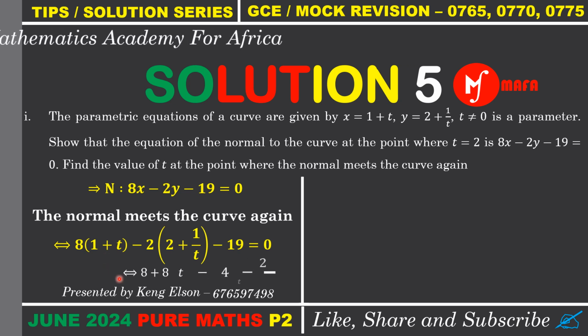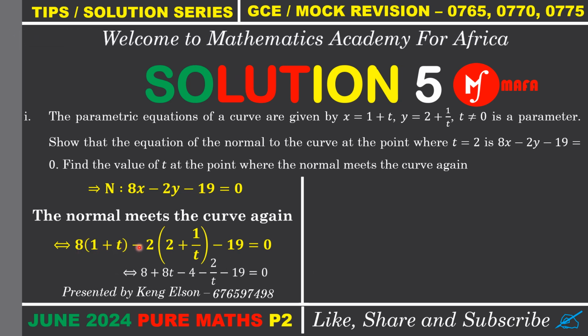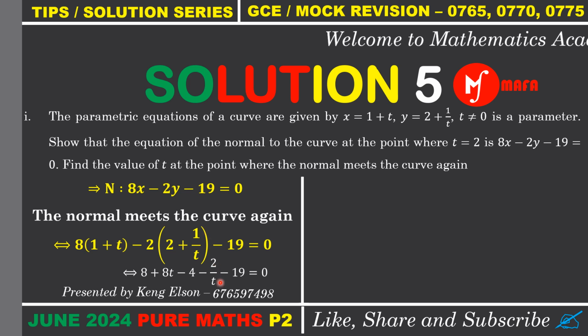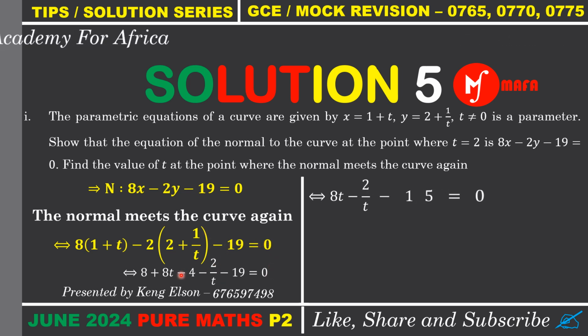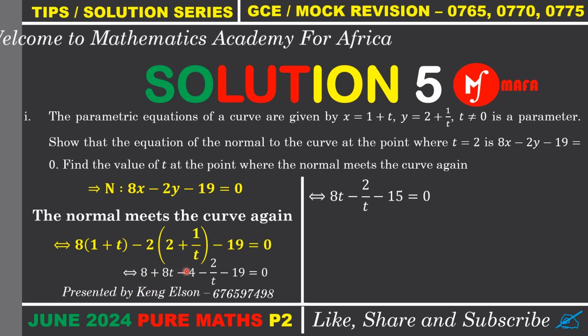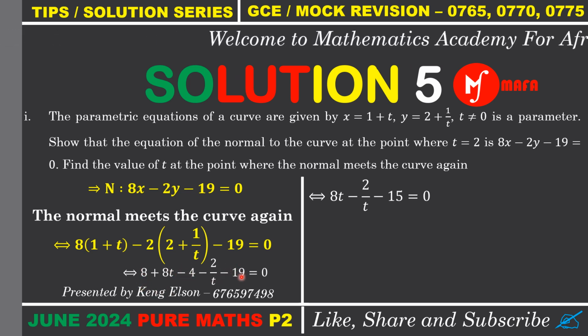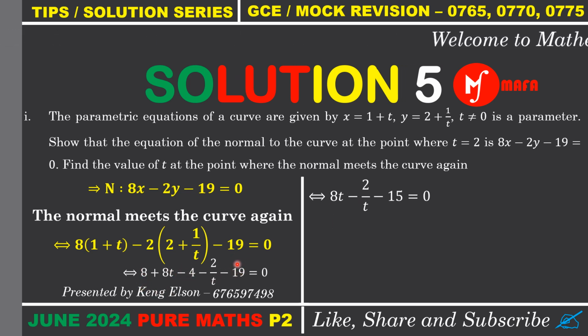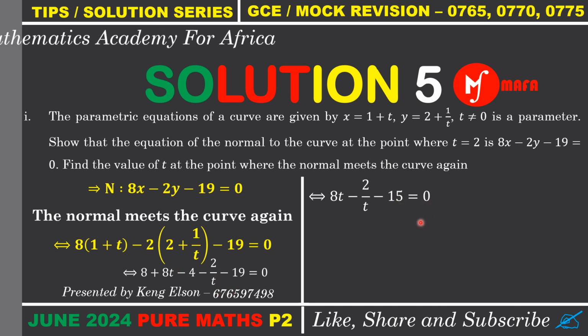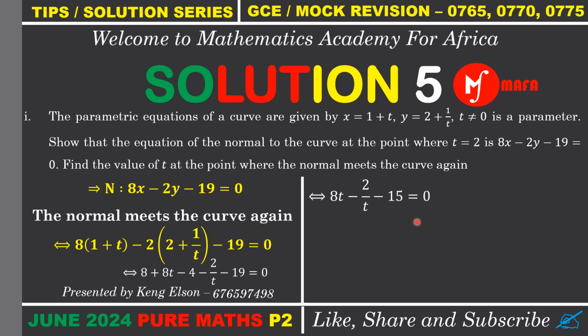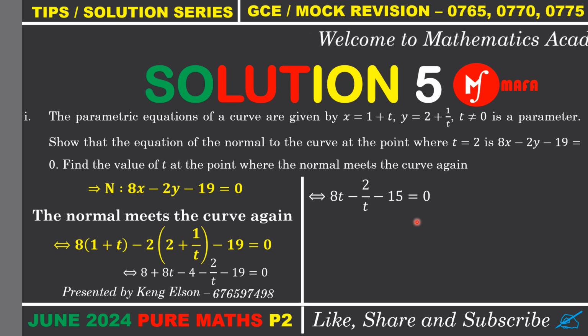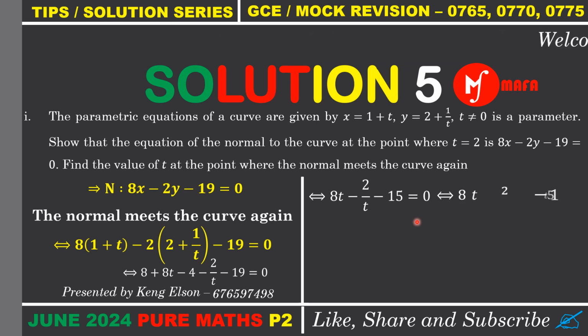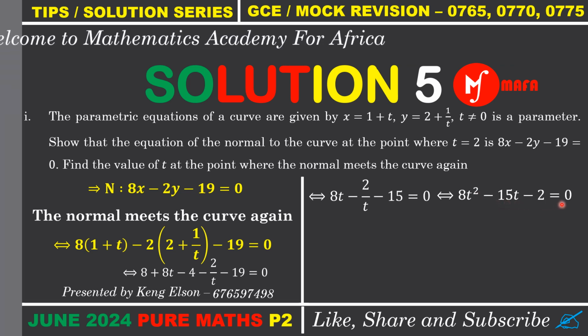So if we expand everything, we are going to have 8 plus 8t minus 4 minus 2 on t minus 19 equal to 0. Now we further simplify. 8 minus 4 is 4, 4 minus 19 is negative 15. So you are going to have 8t minus 2 on t minus 15 equal to 0. Multiply both sides of the equation by t and rearrange to have a quadratic equation. We are going to have 8t squared minus 15t minus 2 equal to 0.